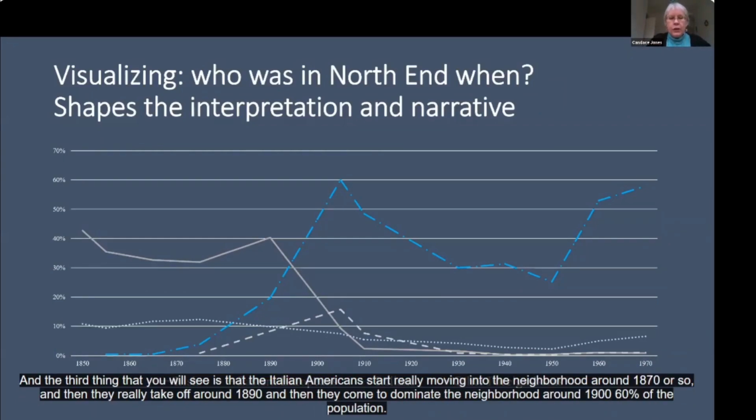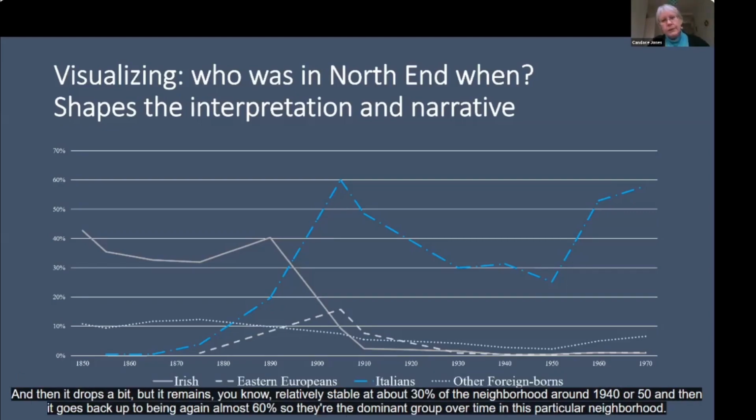And the third thing that you'll see is that the Italian Americans start really moving into the neighborhood around 1870 or so, and then they really take off around 1890, and then they come to dominate the neighborhood around 1900, 60% of the population. And then it drops a bit, but it remains relatively stable at about 30% of the neighborhood around 1940 or 50, and then it goes back up to being, again, almost 60%. So they're the dominant group over time in this particular neighborhood.